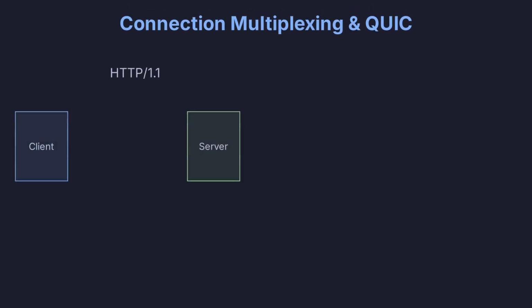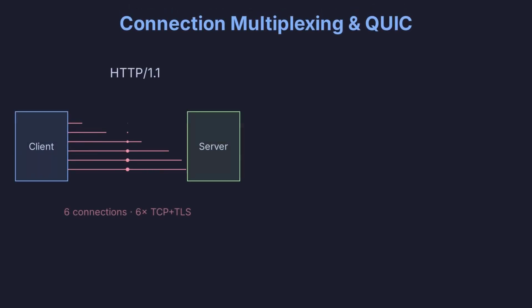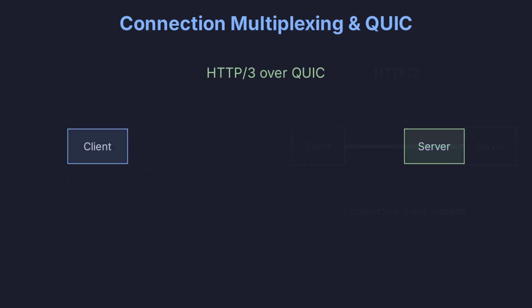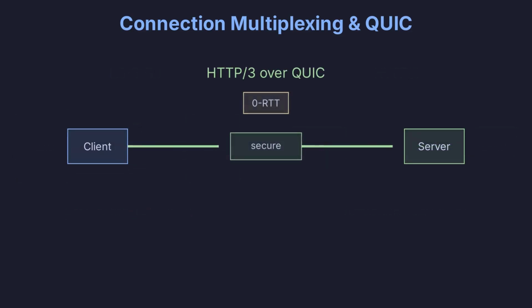HTTP/2 and HTTP/3 push this further. HTTP/2 multiplexes dozens of streams over a single TLS session, so you don't need to open multiple connections to the same origin just to load a page's sub-resources. HTTP/3 runs on QUIC, which folds transport security directly into the initial handshake, supports 0-RTT, and eliminates head-of-line blocking.